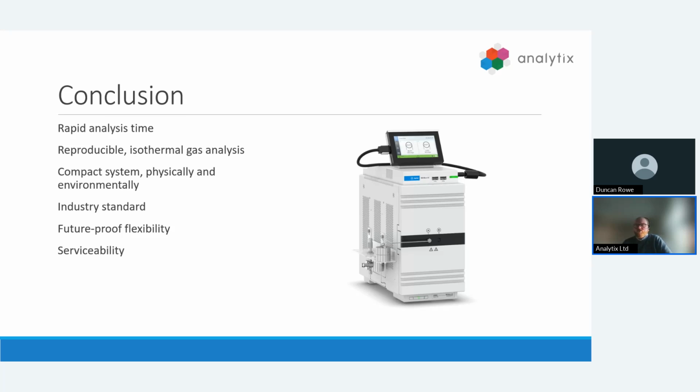So just to summarize, the Micro GC offers really rapid analysis times, operates isothermally, so you're held at temperature, so quick startup times and minimal time between each run, and offers really nice reproducible data. Really compact system, both physically and environmentally, which makes it great for both lab and in-field system.